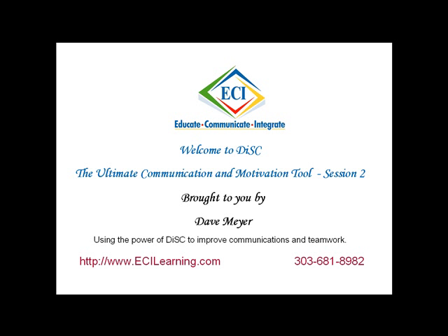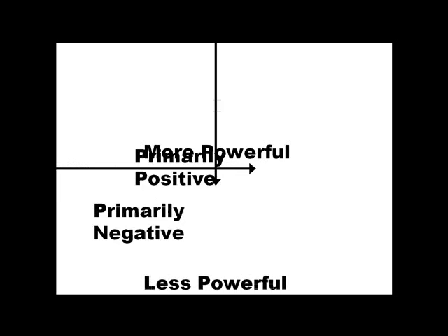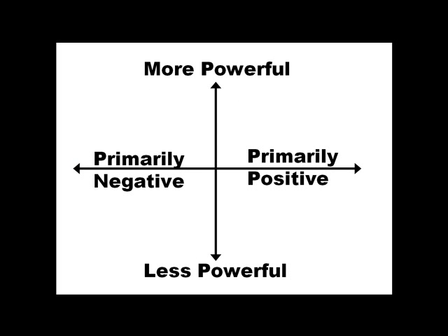And so today we're going to talk a little more about the theory we use today in DiSC. Part 1 was about the old Marston theory, and that theory looked like this. He talked in terms of people being more powerful than the environment around them, or some people thought they were less powerful than the environment around them. Likewise, some people thought it was primarily a negative environment. Things were tough. Other folks thought it's a good environment, primarily positive. And those 4 things combined to form his 4-quadrant model.